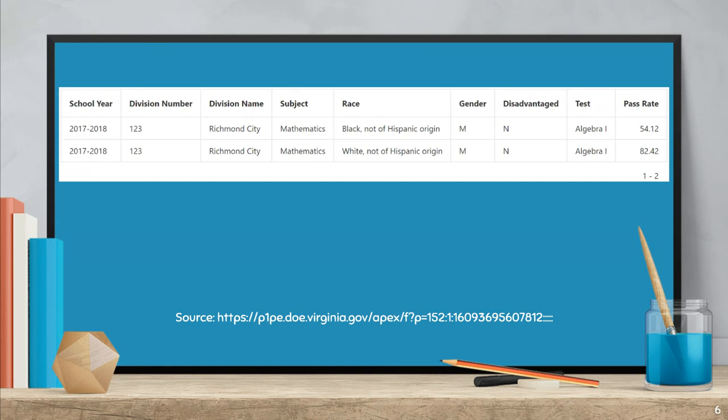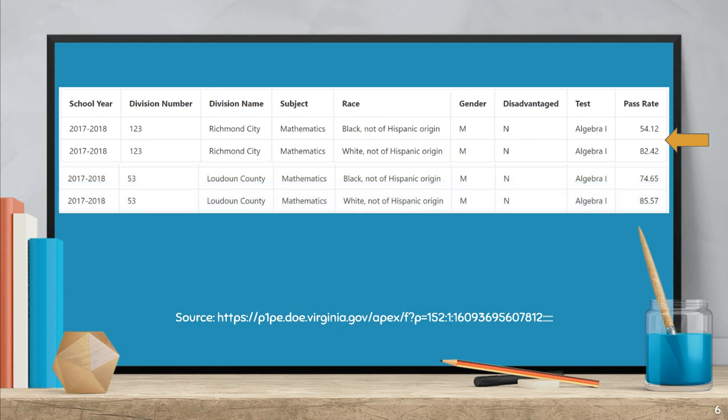I looked at passing rates for the algebra SOL test. You can see the gap in outcomes by passing rates very clearly. The passing rate for white males was about 28 points higher than for black males. Now let's add some data from one of Virginia's wealthiest counties, Loudoun County. Here again, we see a gap by race, with white males in Loudoun outperforming black males in Loudoun by 19 points.